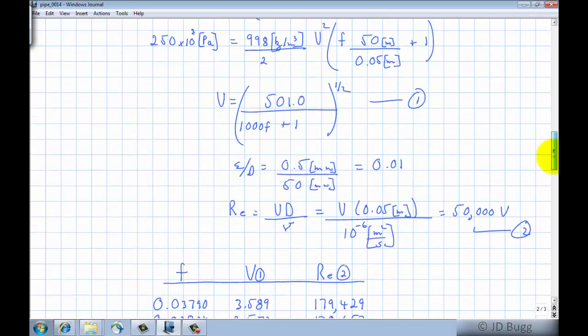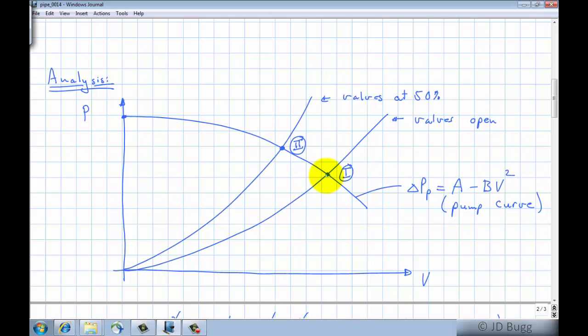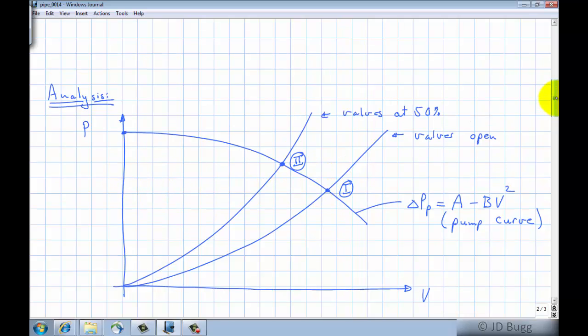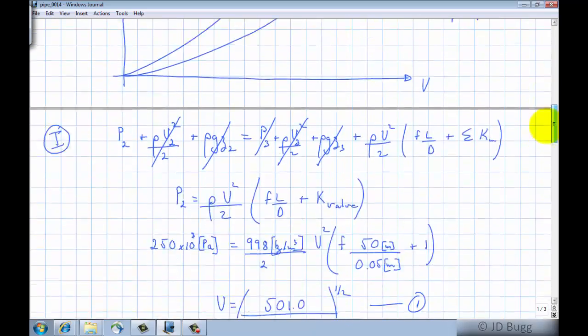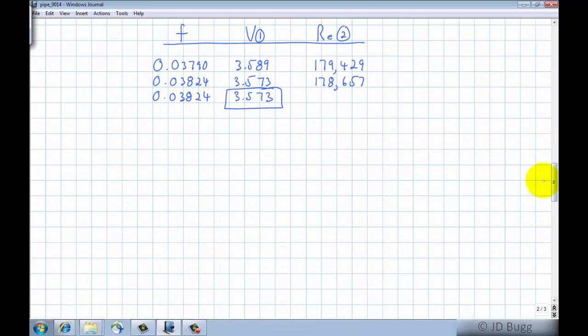If we take a look at our system curve, operating point 1, I now know the velocity of that, but I need to figure out the pressure. In order to do that, I'm going to have to write Bernoulli's equation again, all the way from point 1 to point 3. So we're still looking at operating point 1, but now we're going to write Bernoulli's from point 1 all the way to point 3.